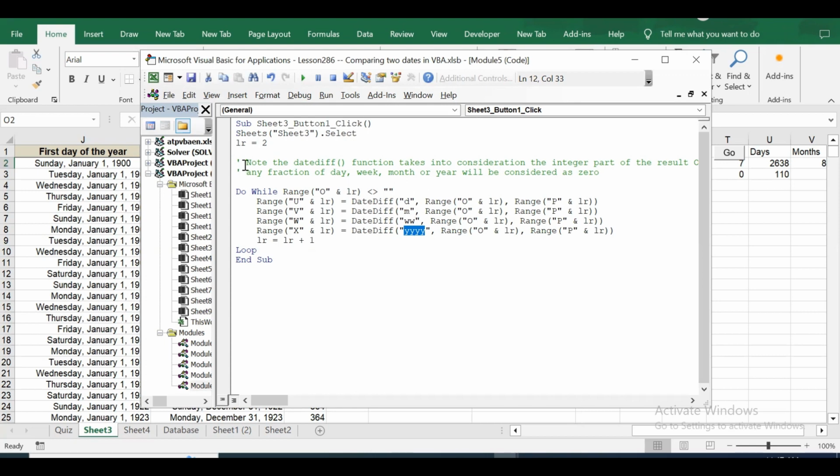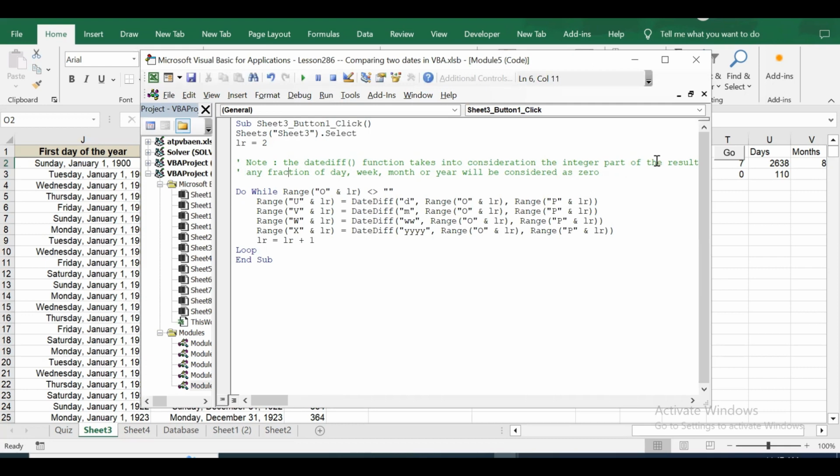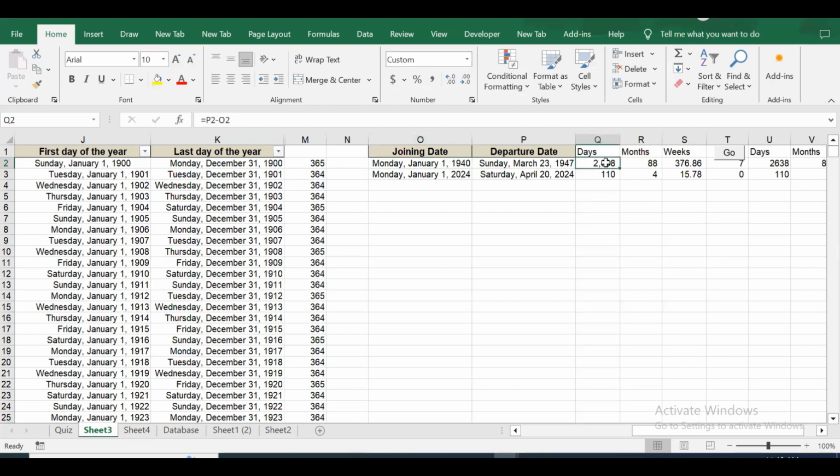So I have written a note for you: the DateDiff function takes into consideration the integer part of the result, ignoring any fraction. Any fraction of the day, week, month, or year will be considered as zero, right? So this is what we understood from the DateDiff function, and this is good for whole numbers.